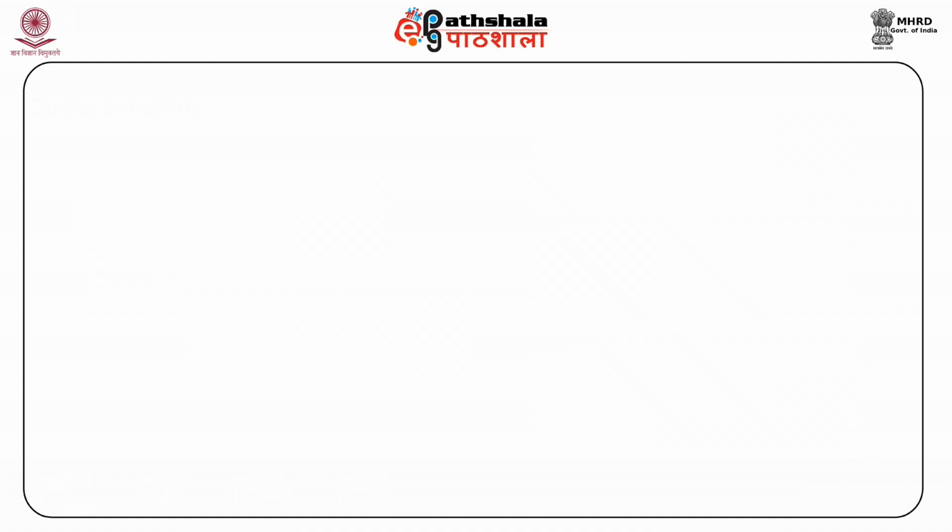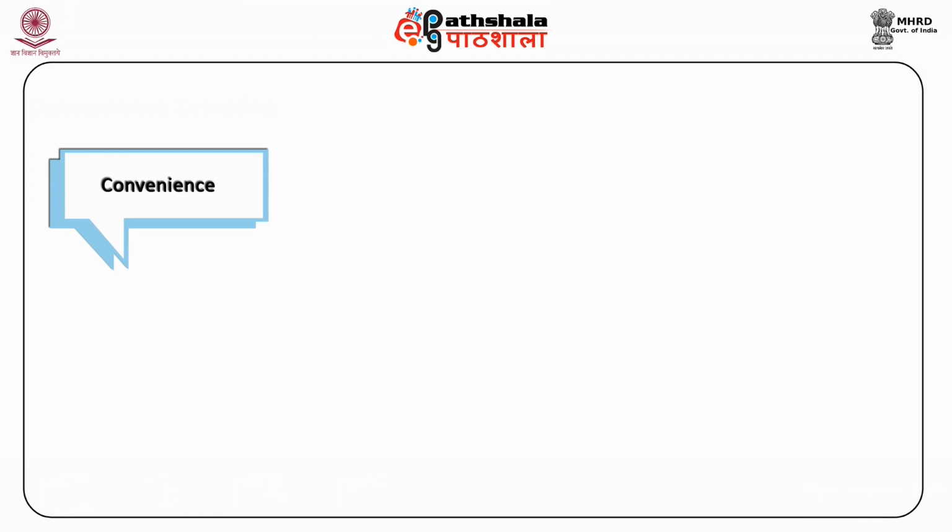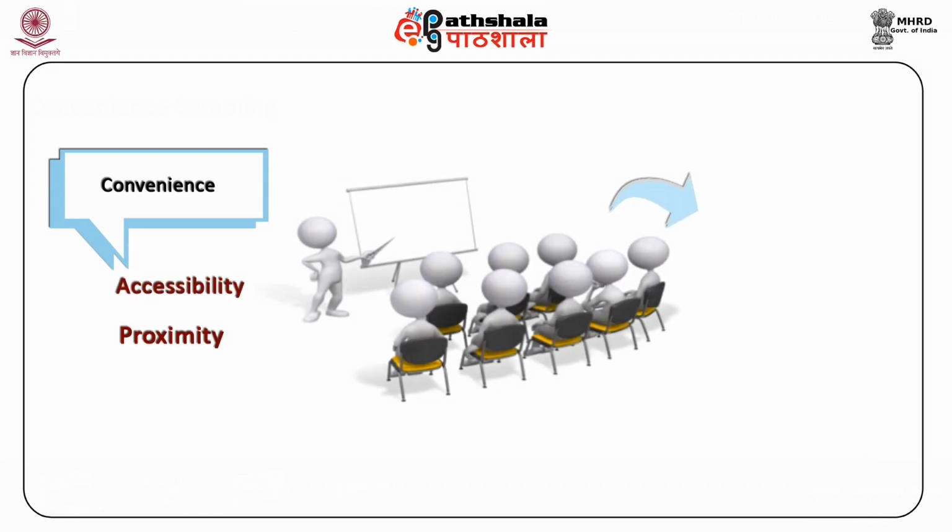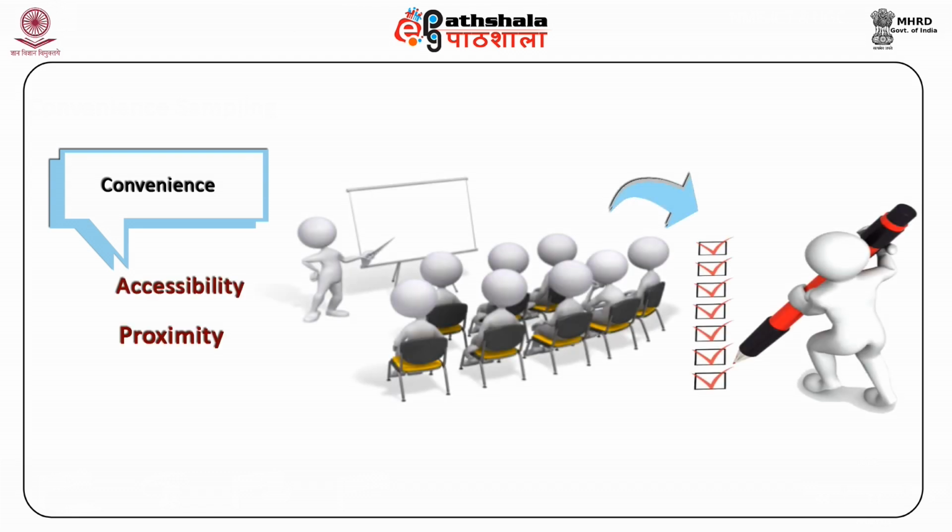Another form of non-random sampling is convenience sampling. Under this technique, the samples are selected according to the convenience in terms of accessibility and proximity to the researcher. This method does not produce a representative sample. For example, from a class of 50 students, 7 students need to be selected. So the researcher selected the first 7 students from the list.